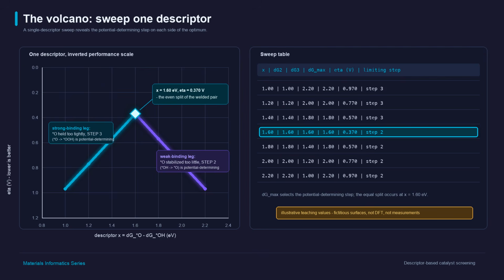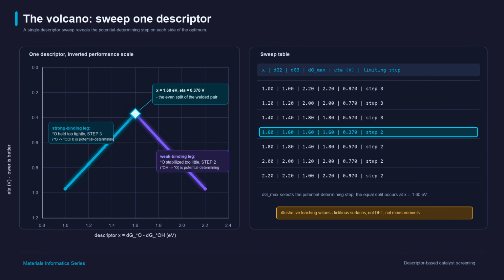Now collapse everything onto one number per catalyst. The descriptor is the adsorbed oxygen energy minus the OH energy, which is exactly the second step. Because the scaling relation already fixed the sum of the middle pair, the third step is forced, and the limiting step is the larger of the 2. Sweeping the descriptor, using illustrative teaching values on fictitious surfaces, gives 2 branches. On the strong binding leg, over-stabilized oxygen is expensive to convert, and step 3 limits. On the weak binding leg, step 2 limits.